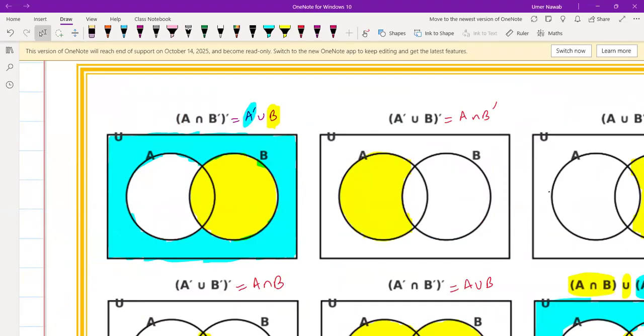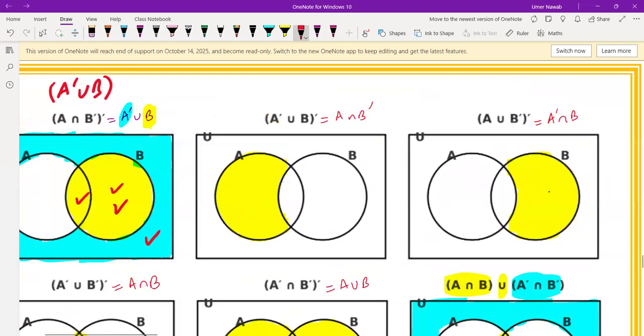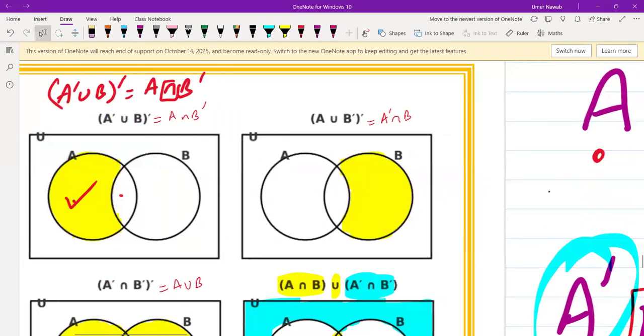De Morgan's: A complement union B. So A complement is this and this, and union B, you have to consider this and this, and then you shade it. Then (A complement union B) whole complement, so you get A intersection B complement. Now we have intersection in between, use a dot technique, put a dot here. So which portion do I have to consider? That portion which is coming outside of B. So I'm going to just take this.